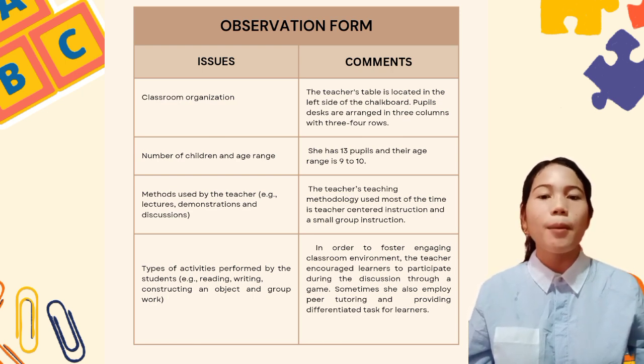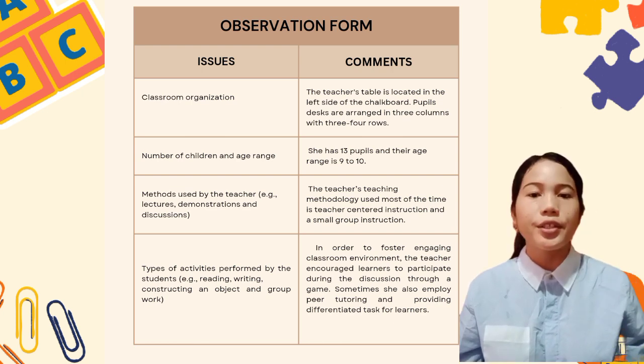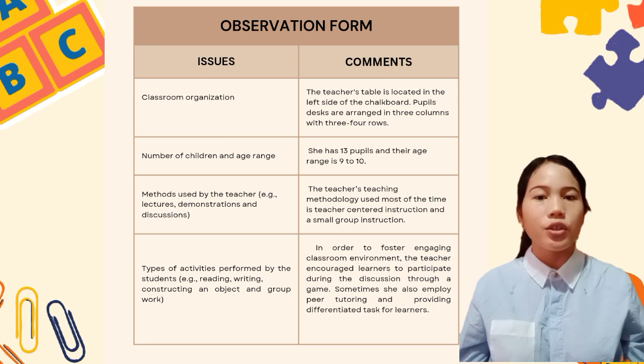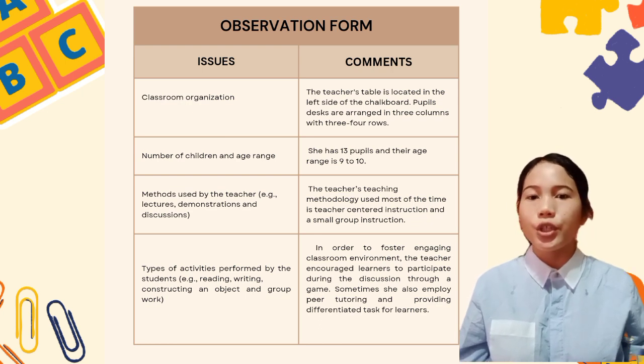Second issue is the number of children and age range. The teacher has 13 pupils and their age range is 9 to 10. Third is the methods used by the teacher. The teacher's teaching methodology used most of the time is teacher-centered instruction and small group instruction.